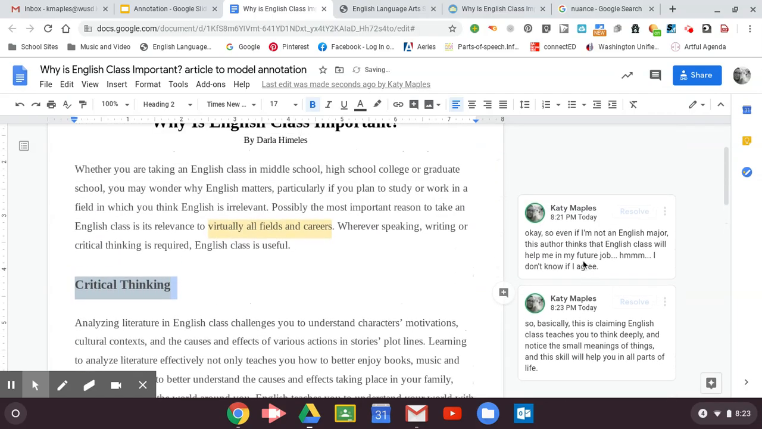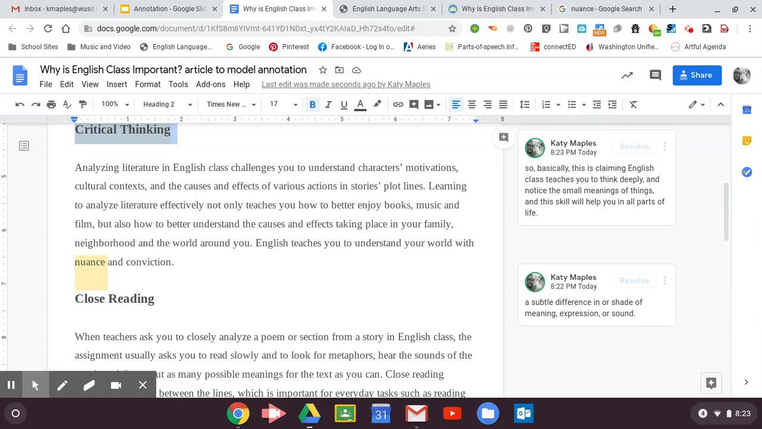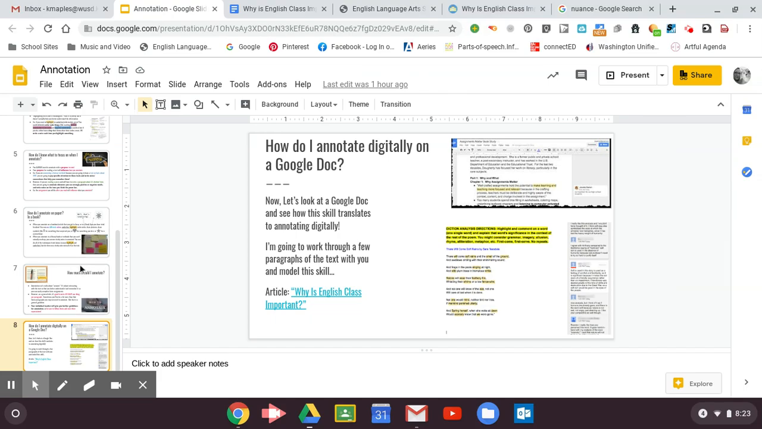As you can see, I have at least one note per paragraph, and if I didn't look at this article for a long time and came back to it, these comments would help me remember what I was thinking and help me summarize the text. So hopefully this has been a helpful look at how to annotate both on paper, in a book, or digitally. You can come back to this slideshow anytime that you feel stuck or you forget the basic ideas of annotation. All right, thank you for listening.